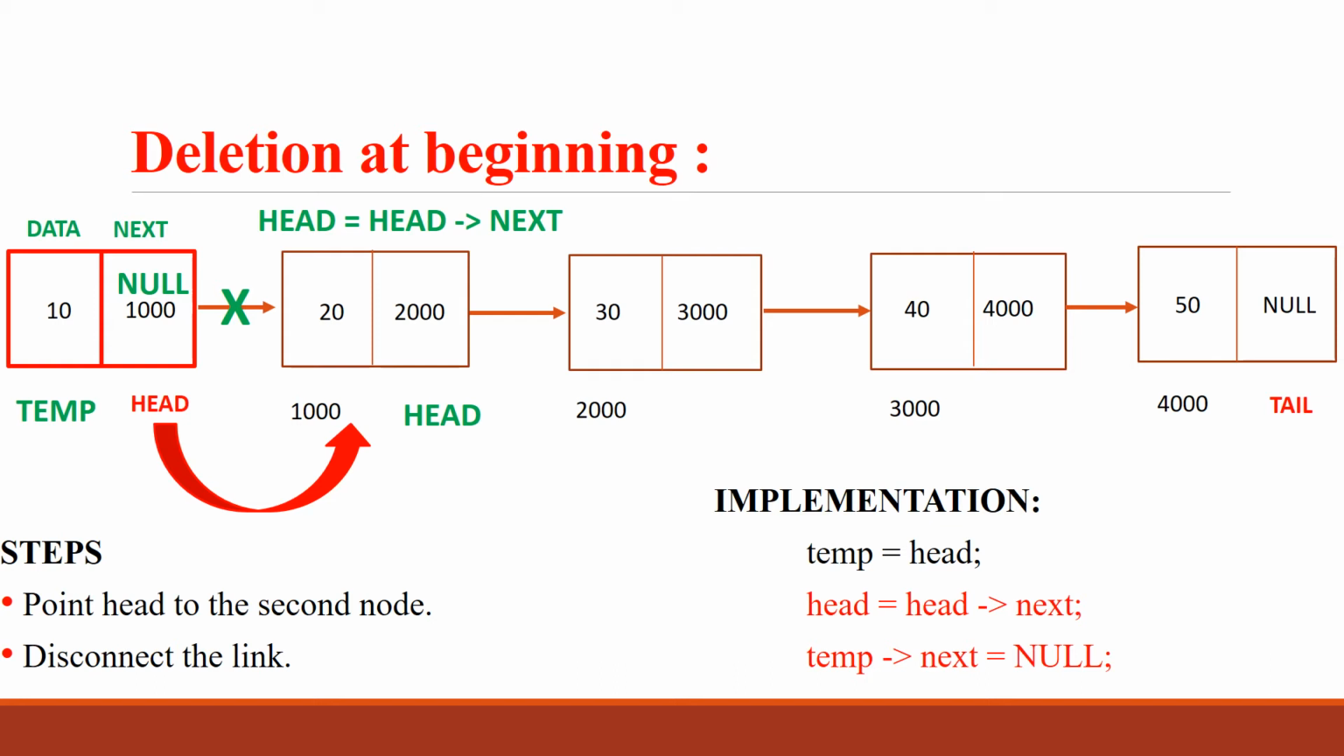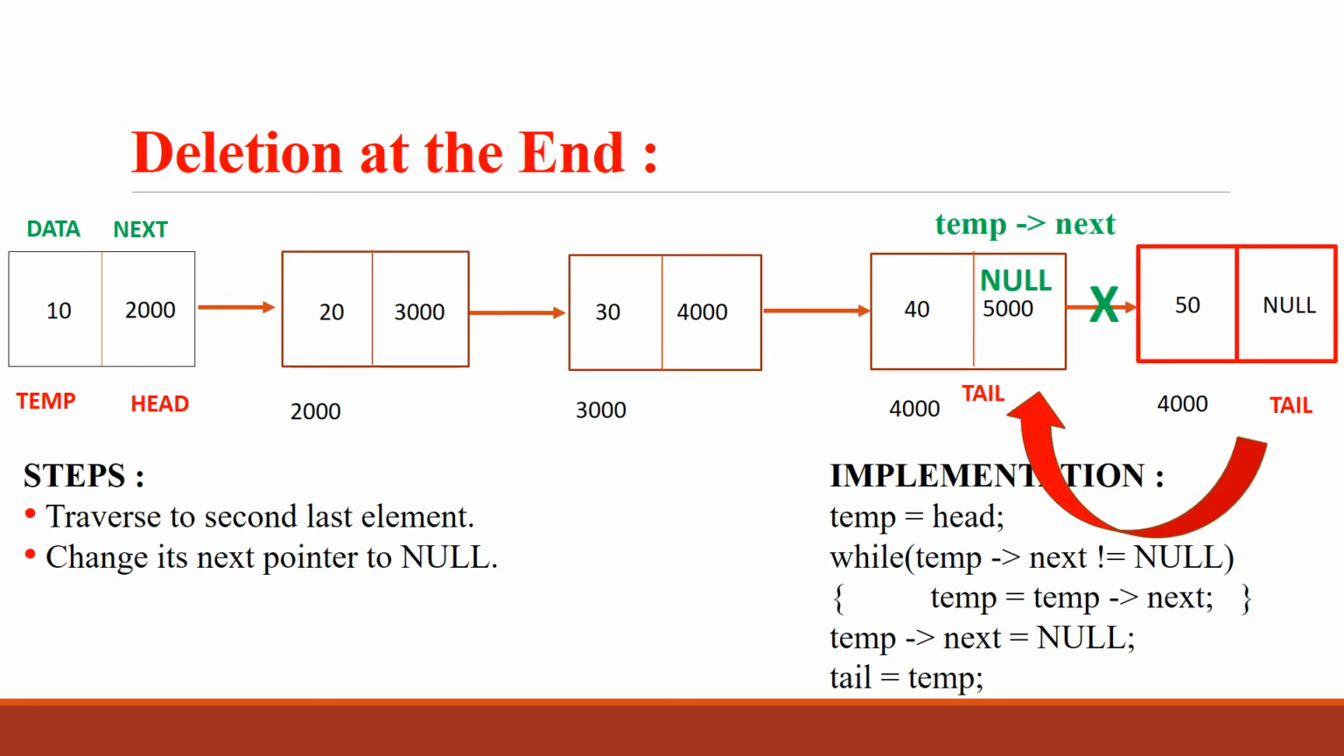We take one temporary variable and assign head to that temporary variable. So temp is equal to head, and the next statement is head is equal to head of next. After executing the statement, the head will be moved to the next node, 20. Temp of next is equal to null. By executing this statement, the connection will be disconnected. In this case, we don't change the order of statement execution.